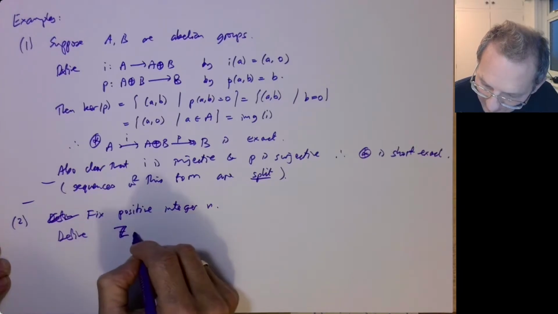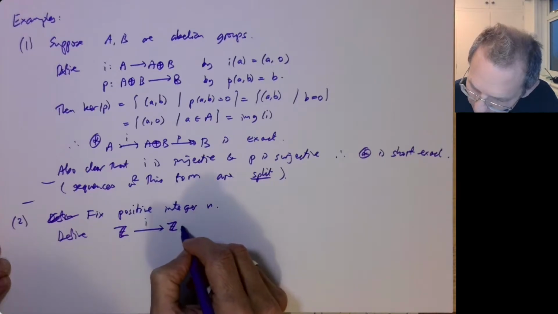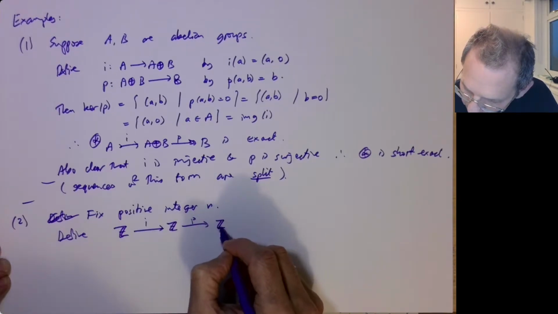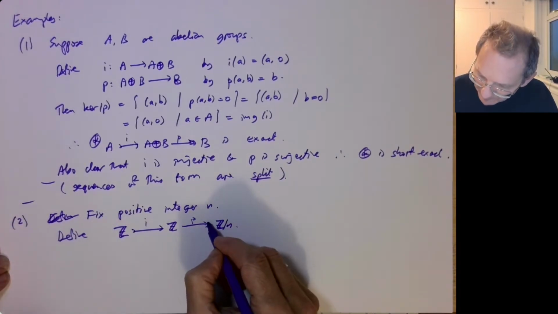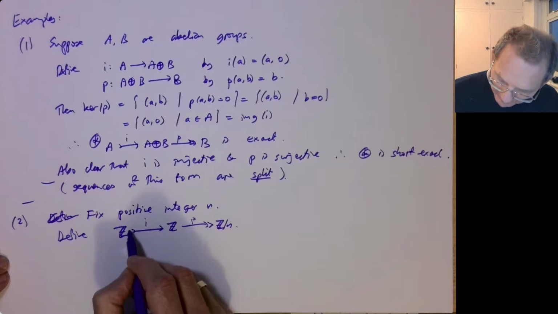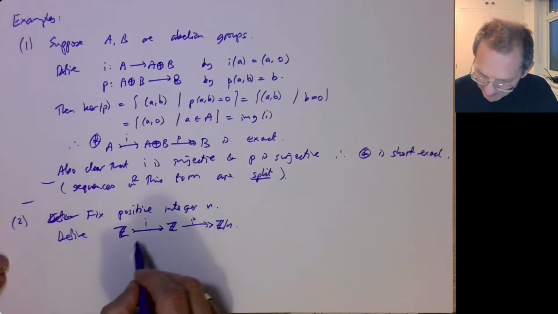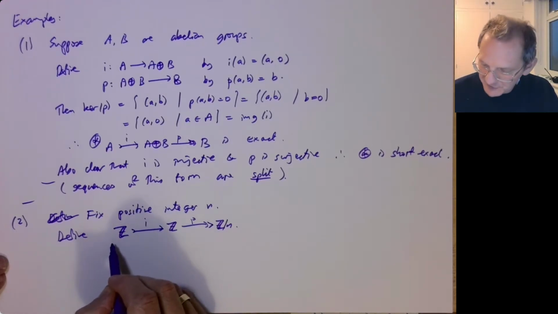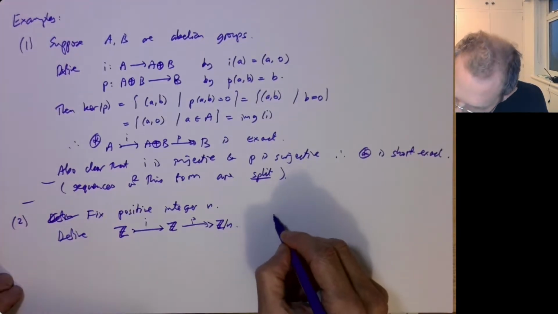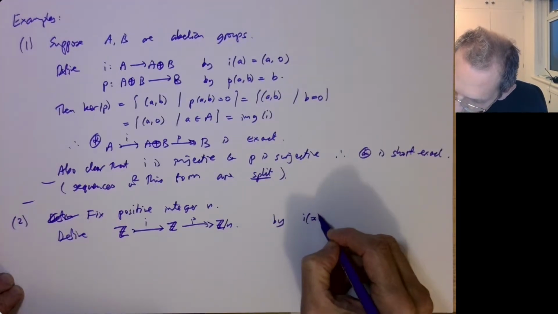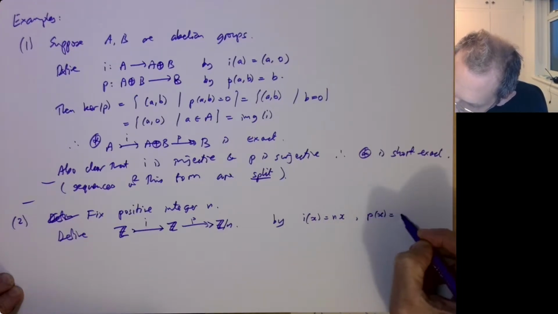So I'm going to define... okay, so instantly you see I've decorated some of these arrows. I've put a tail on this arrow and a double head on this arrow. That's a fairly standard convention: a tail on the arrow indicates it's injective, and a double head indicates it's surjective. So here I(x) is just going to be nx, and p(x) is x plus nZ.